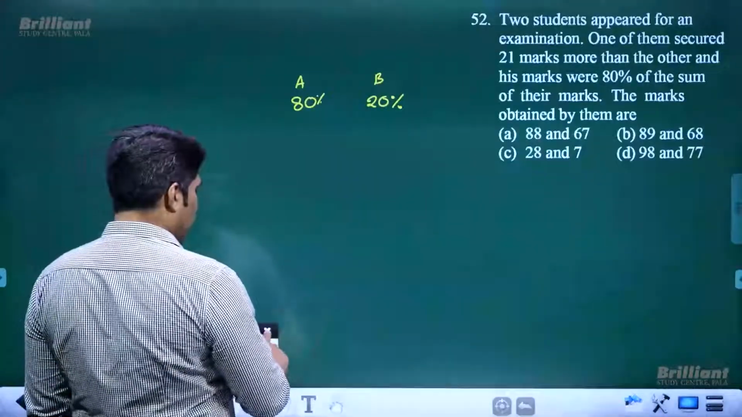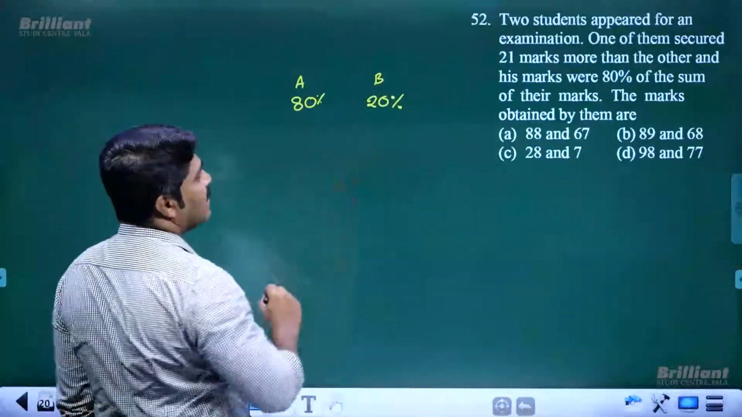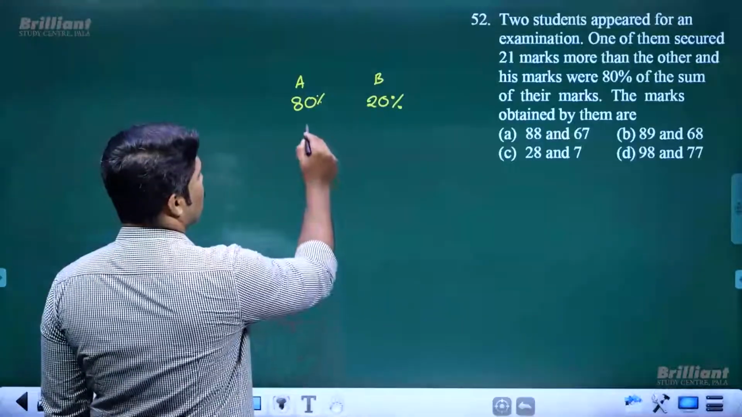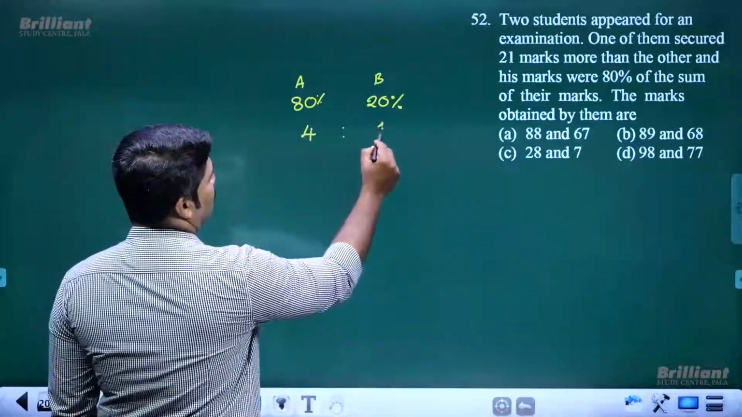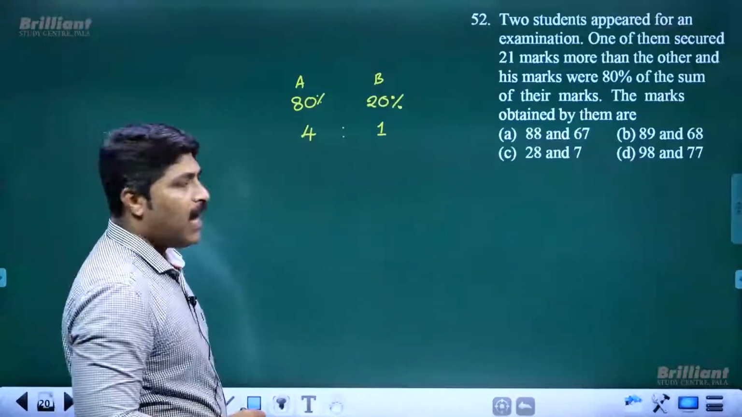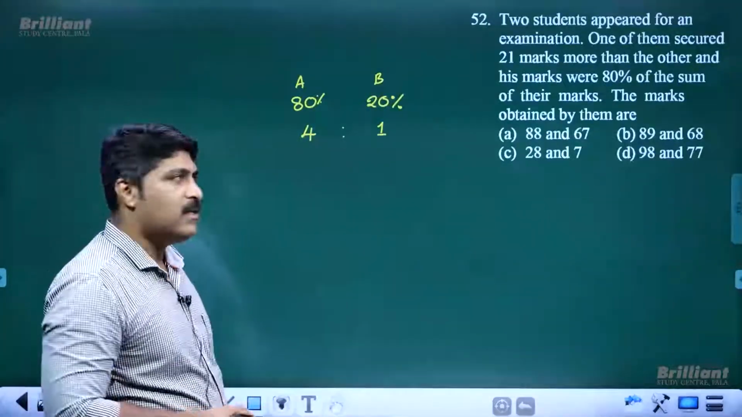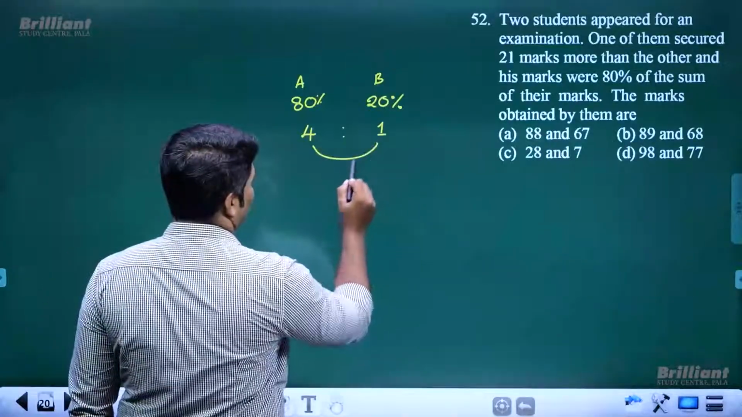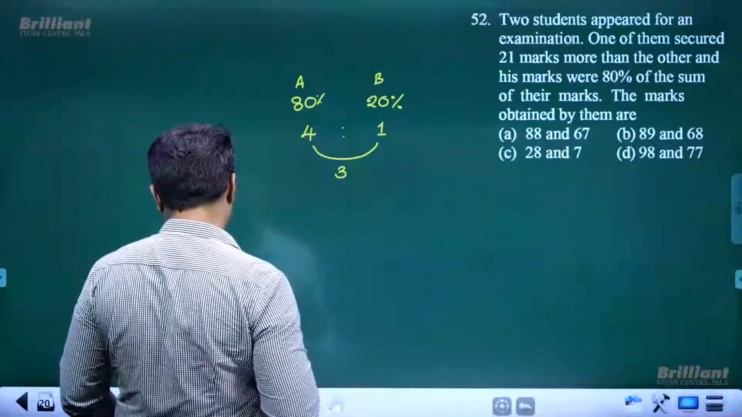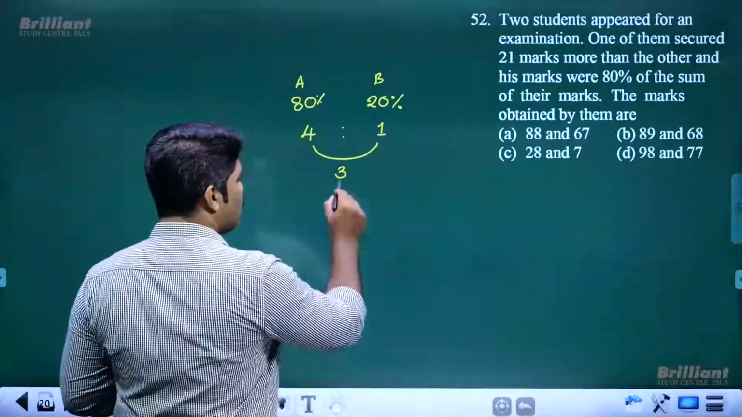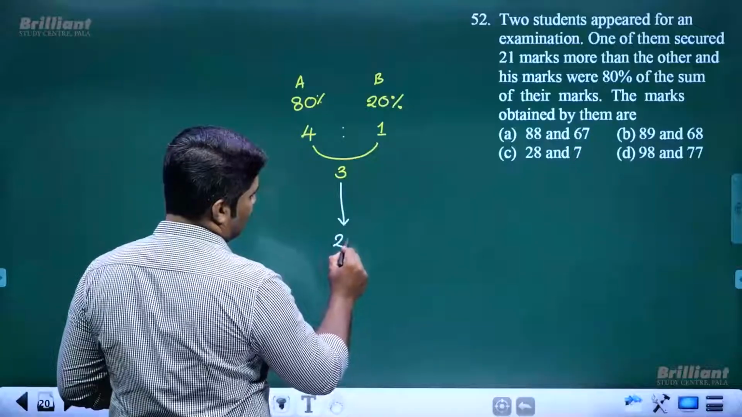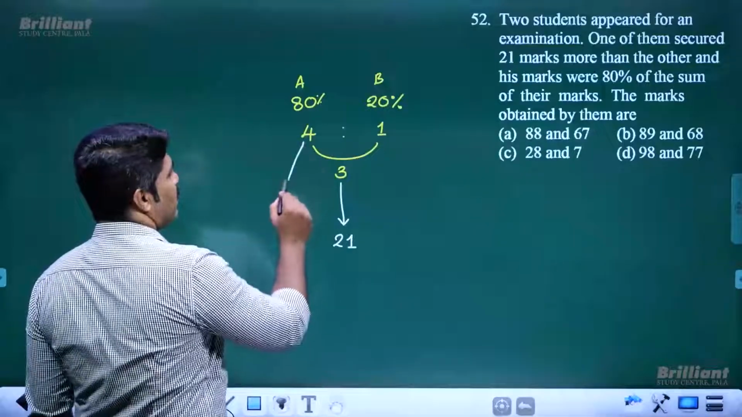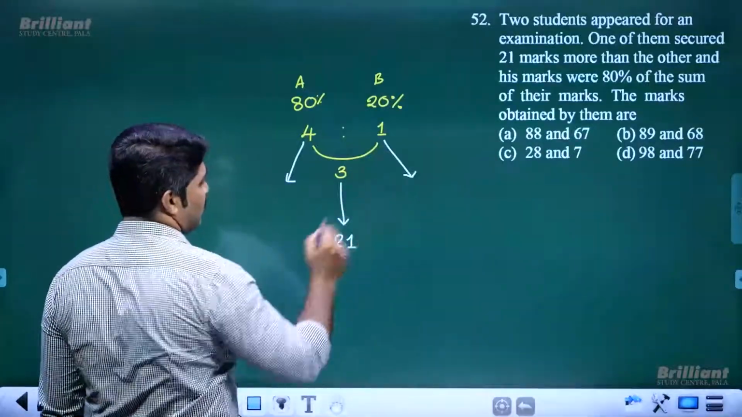So here we can consider these two values, 80 and 20, are in the ratio 4:1. And as per the question, the difference between their scores is equal to 21. As per this ratio, that difference is 3. So we have to consider that as 21. It is given that this 3 is representing 21. Then it's simple. We are going to find out what this 4 represents, what this 1 represents.